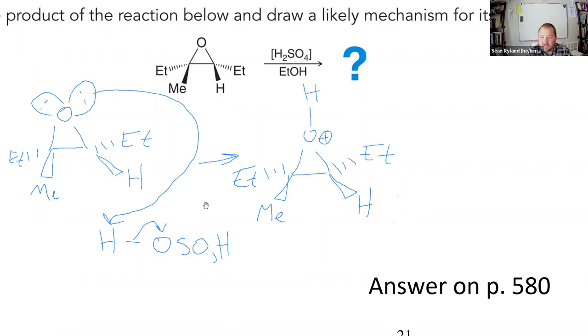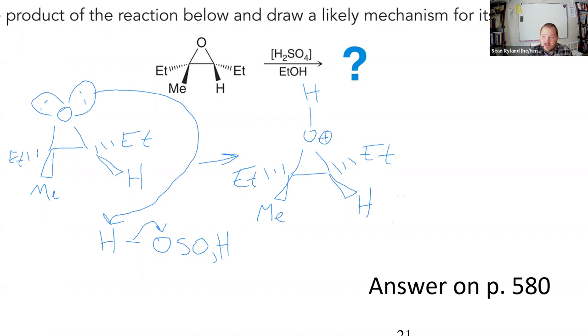I keep trying to go too fast for my tablet to keep up with my annotations. But I think that's all relatively legible, right? First step is just you protonate the oxygen. Second step looks just the same as last time. Your nucleophile attacks, and it can be a weak nucleophile now. It doesn't have to be a strong nucleophile.